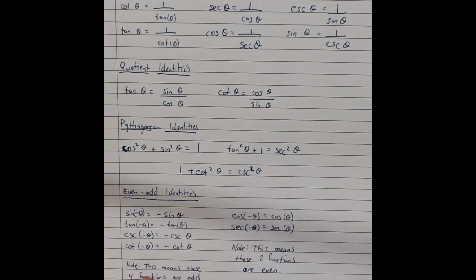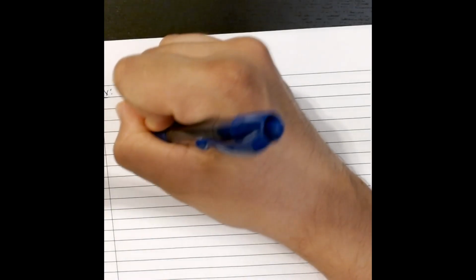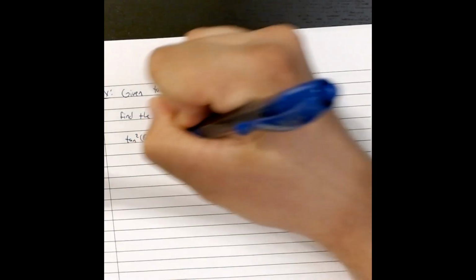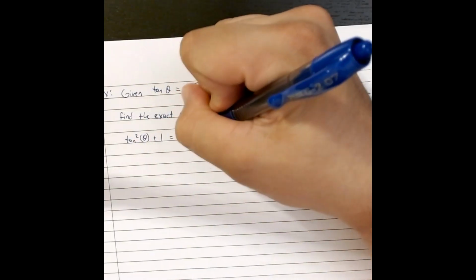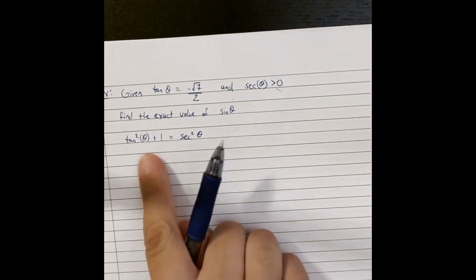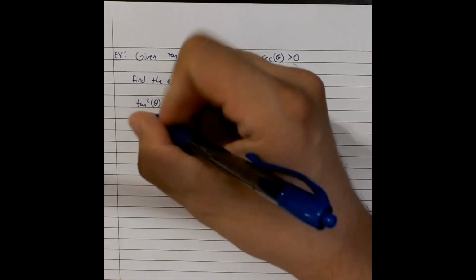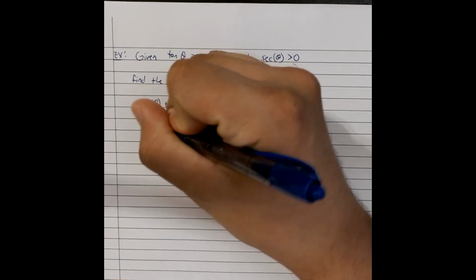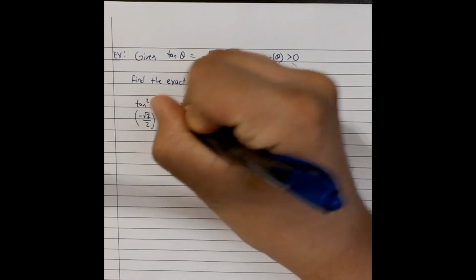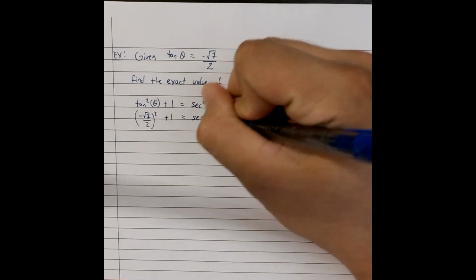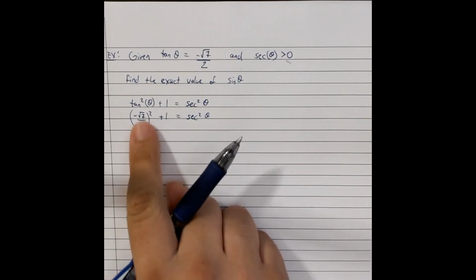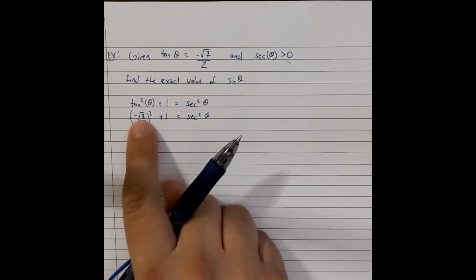So, using the Pythagorean identity, we know that the tangent squared of the angle theta plus 1 is equal to the secant squared of the angle theta. Okay? But we know the tangent of the angle theta, that's negative root 7 over 2. So here I can write this as negative root 7 over 2, now the whole thing's being squared, plus 1 is equal to secant squared of theta. Well, now I can actually do that. When I square root 7, I get root 49. Root 49 is just the number 7.